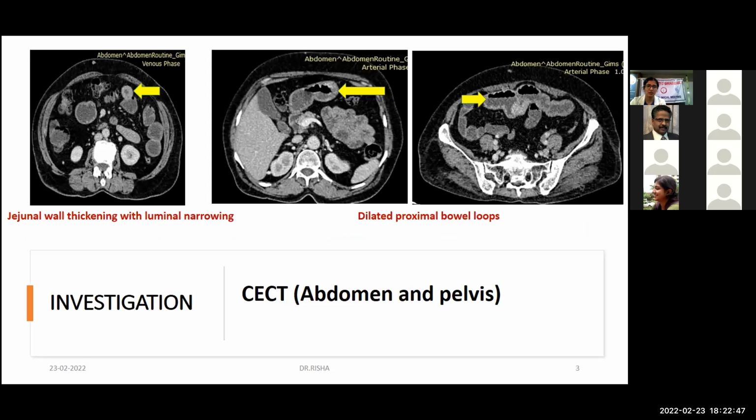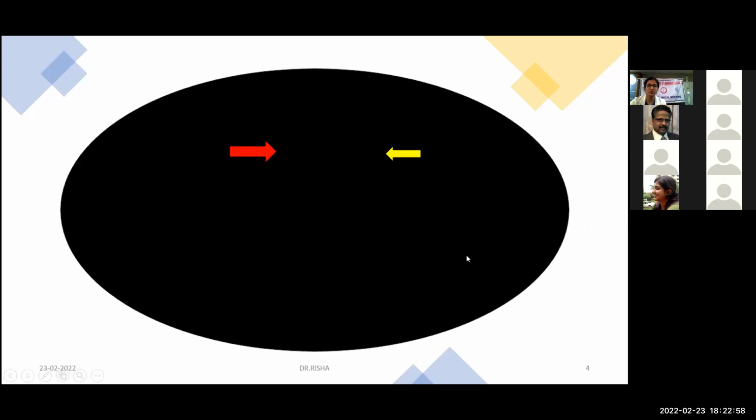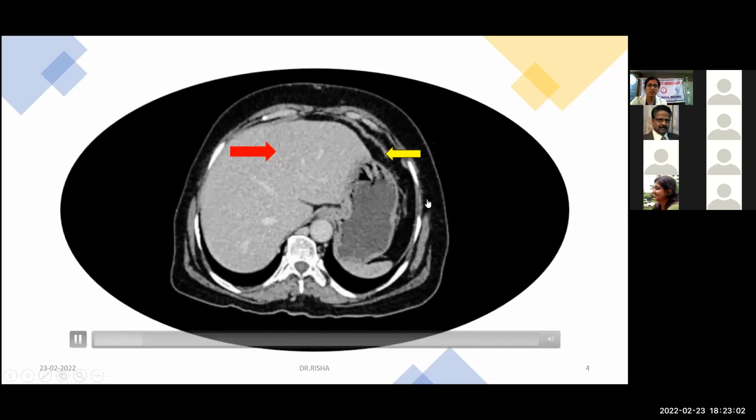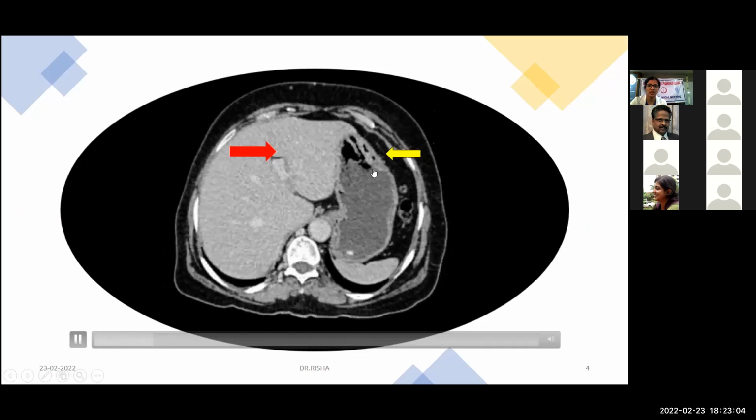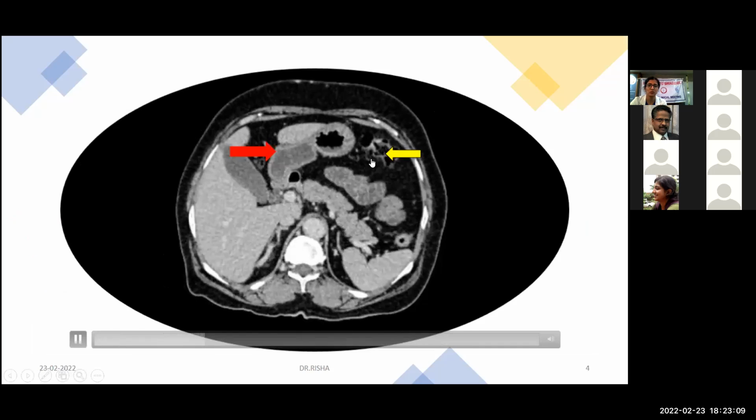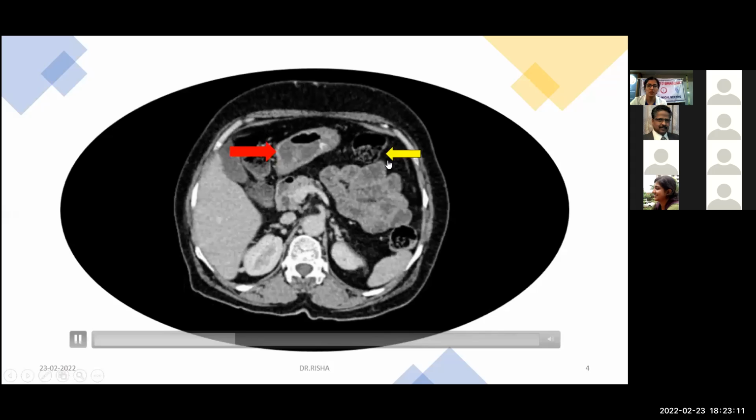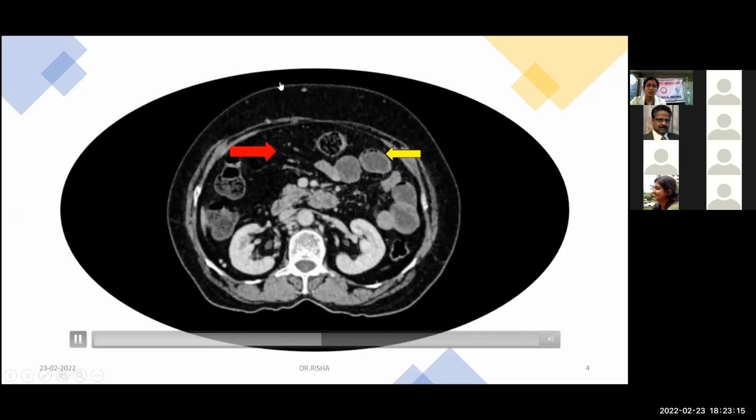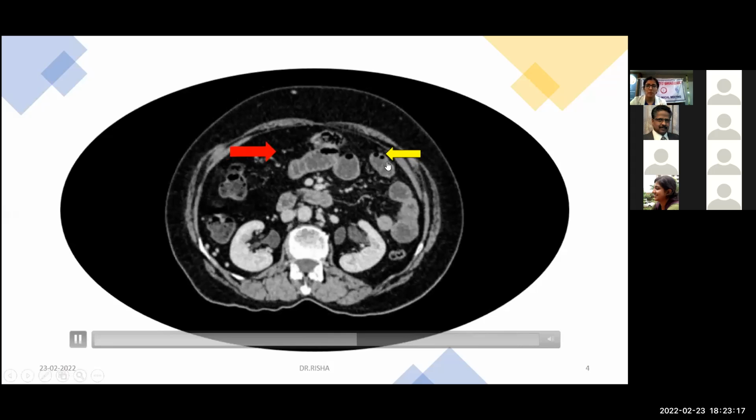CT abdomen and pelvis showed a long segment proximal jejunal wall thickening with luminal narrowing as shown in figure 1, and figures 2 and 3 showing the dilated proximal bowel loops. This is a CT image of the patient which showed that the liver is normal, and the red arrow showing in the subsequent images the dilated bowel loops, and the yellow arrow showing the narrowed jejunal segment with the luminal narrowing as shown here.